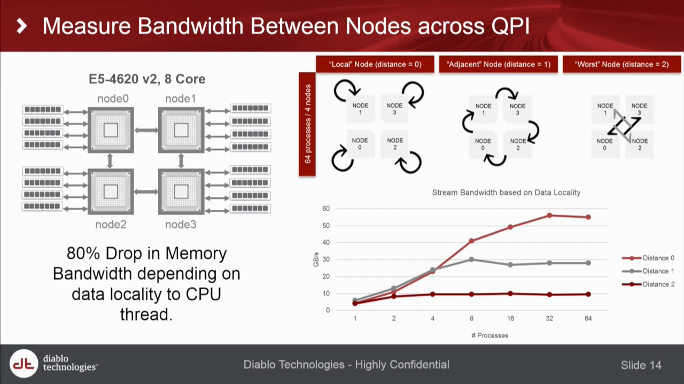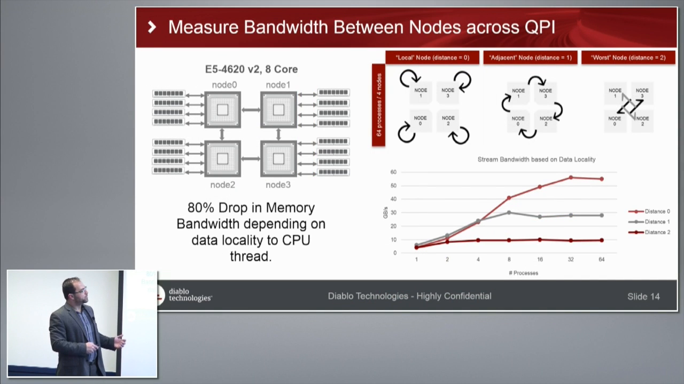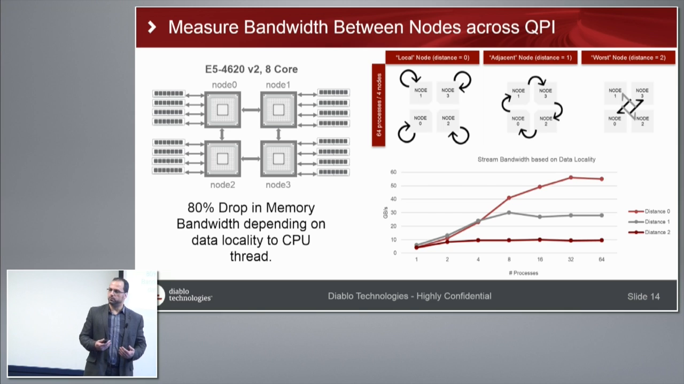However, if you now look at the performance of the second scenario, where data is being accessed through the adjacent NUMA node, bandwidth drops more than 50%. We're talking about just shy of 30 gigabytes now. The bandwidth saturates at that level. Even worse, when you go through 2 hops, you're down 80%. You cannot get more than 10 gigabytes out of pure memory bandwidth tests.